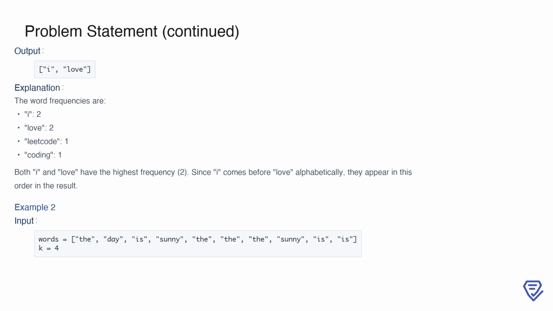Let's consider the first example. The input array is words equals ["i", "love", "leetcode", "i", "love", "coding"], and k equals 2. The task here is to find the two most frequent words. When we count the occurrences, the word "i" appears 2 times, "love" also appears 2 times, while "leetcode" and "coding" each appear once. Among the words with the highest frequency, "i" and "love" both occur twice. To determine their order, we use alphabetical sorting, so "i" comes before "love". As a result, the output for this example is ["i", "love"].